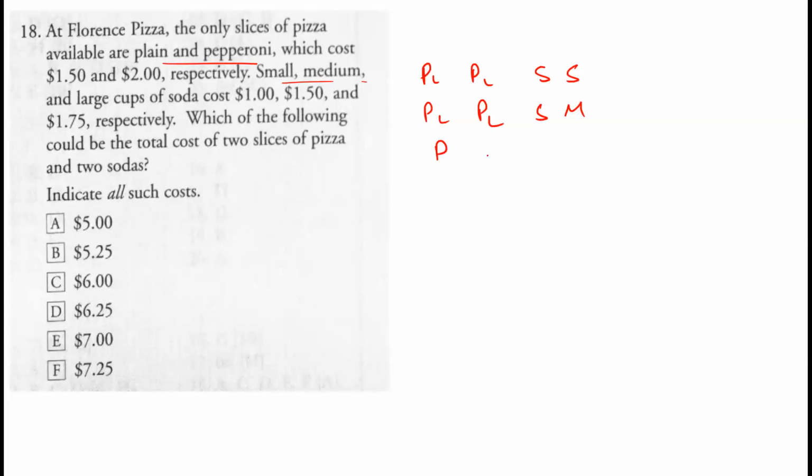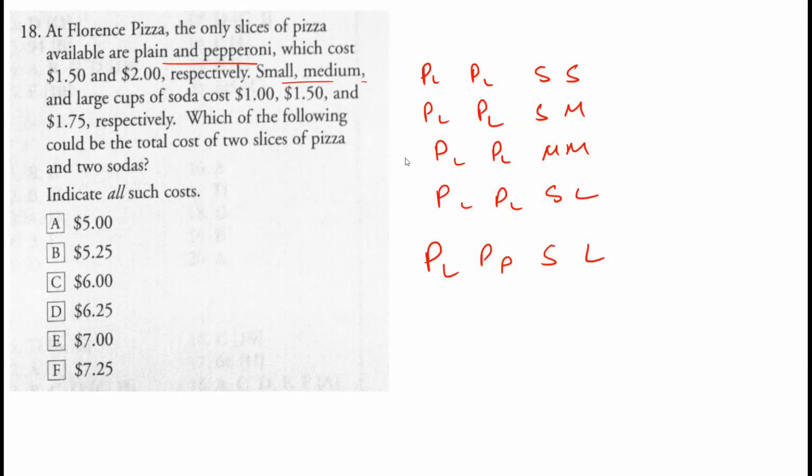We can have plain pizza and again plain pizza, medium size of soda. We can have plain pizza and plain pizza, small size and large size. So there are so many different types of possibility. We can also have plain pizza, pepperoni pizza, small soda, large soda. So there are many different possibilities.